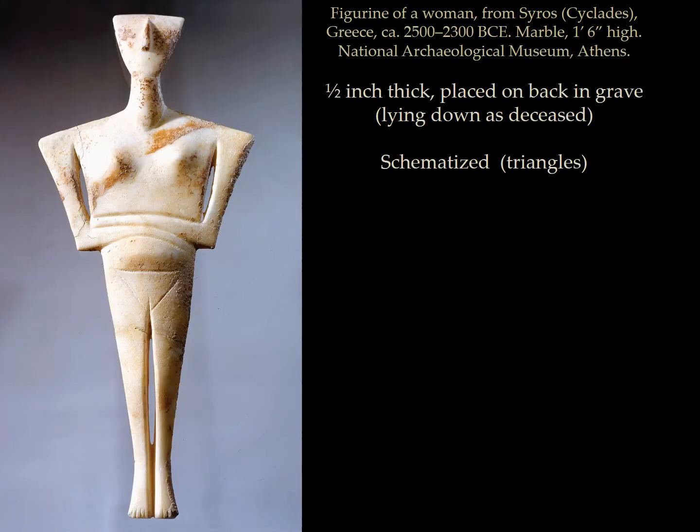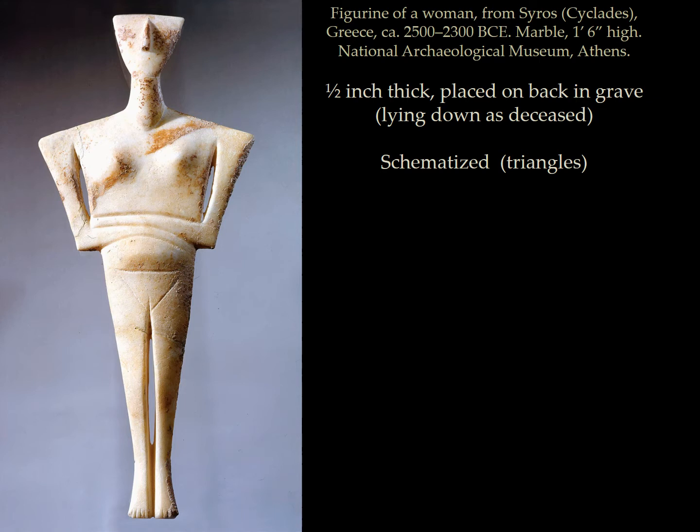Here's another example from 2500 to 2300 BCE, this one in the National Archaeological Museum in Athens, and this one's just over a foot high. In it, we have a female figure that was placed on her back in the grave, lying down as though she was deceased and prepared for the next life. It is only a half-inch thick, and so it is very wide yet quite thin.